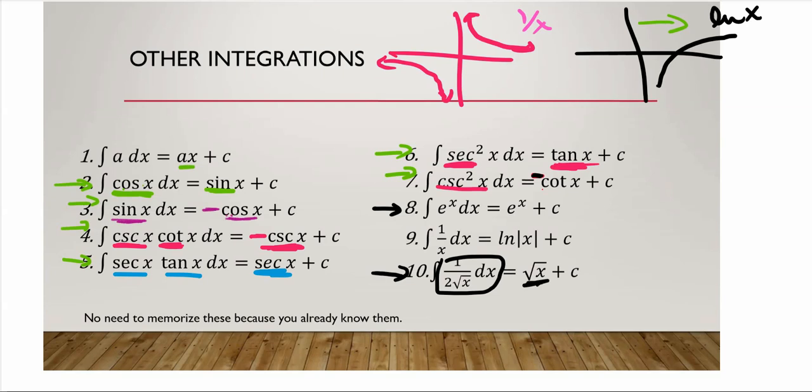But 1 over x exists that way and that way. There is no ln on this side. There's no ln on this side. So what do we do? Well, we're going to take the ln of x, and these are negative x values. So what I'm going to do is make them positive.